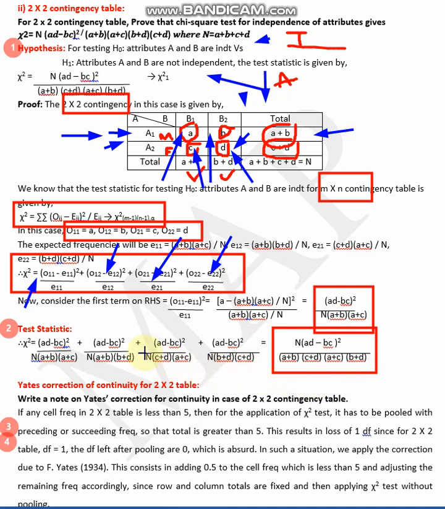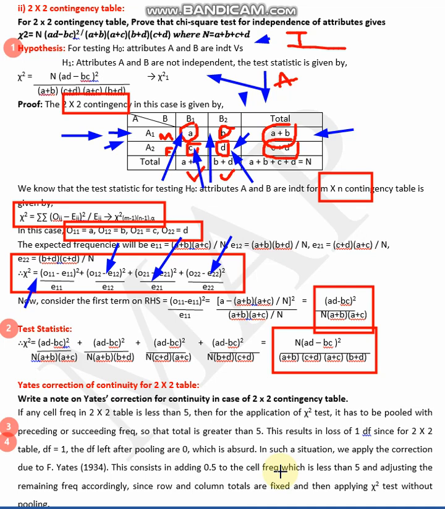What happens if any cell frequency is less than 5? If any cell frequency in a 2 by 2 table is less than 5, then for the application of the chi-square test, it has to be pooled with the preceding or succeeding frequency, so that the total frequency should be greater than 5. This results in loss of 1 degree of freedom. Since for a 2 by 2 table, degrees of freedom is 1, the degrees of freedom left after pooling are 0.